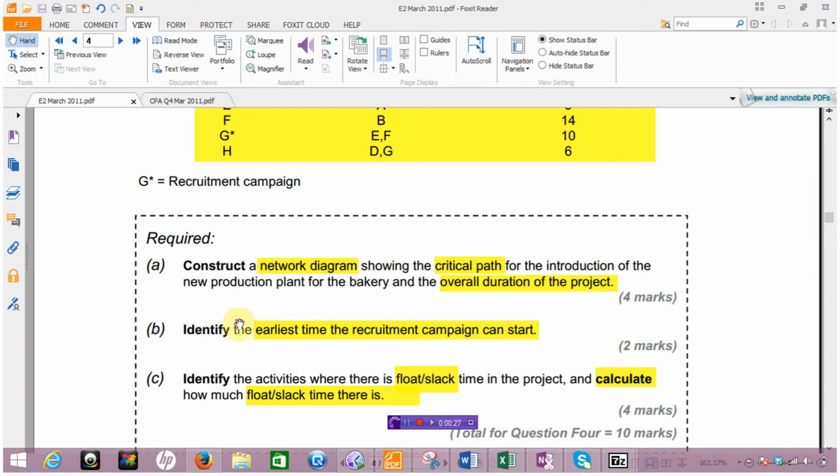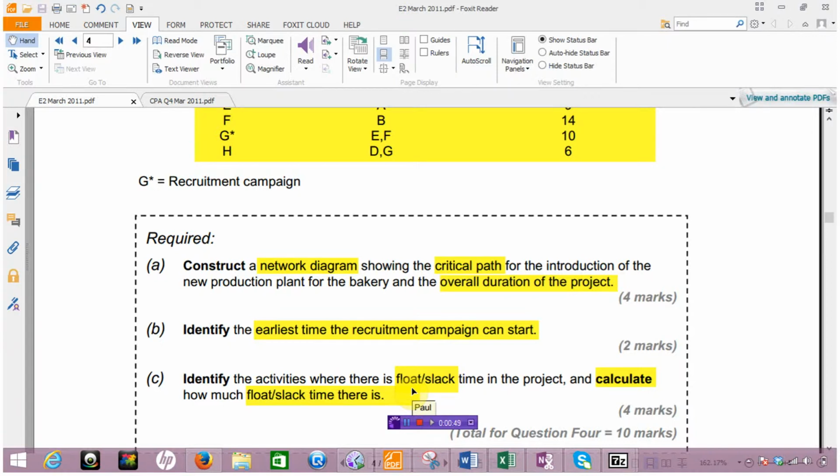In requirement A, we're looking to draw the diagram showing the critical path and the duration. In part B, to look at the earliest time for a particular activity, in this case the recruitment campaign. And then in part C, to look at float time and calculate it in respect to particular activities.